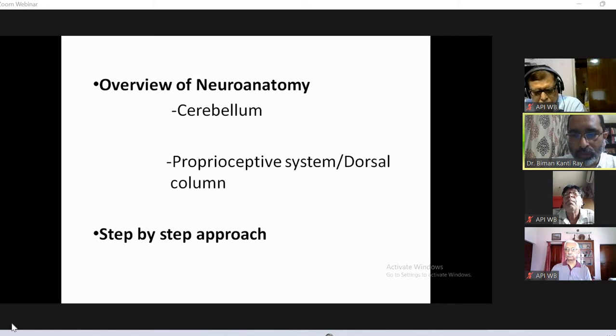But you must always appreciate that it is not only the cerebellum which is to be blamed for any ataxia. All the input to the cerebellum that is done by the proprioceptive system or the dorsal column, if there is any pathology in that part, that can also lead to ataxia. So at the beginning, I will give a brief overview of the neuroanatomy related to ataxia, and in the next part, I will give a brief outline about the step-by-step approach to ataxia.